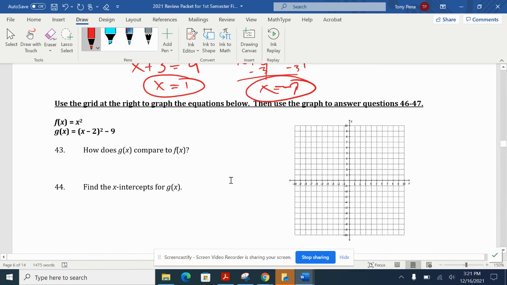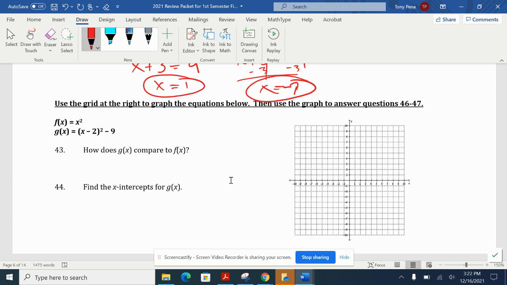All right, so moving along with the rest of this review packet. 43 and 44 ask you to use the grid at the right to graph the equations below, then use the graph and answer 46 through 47. So we're not going to graph this precisely with a little XY chart.